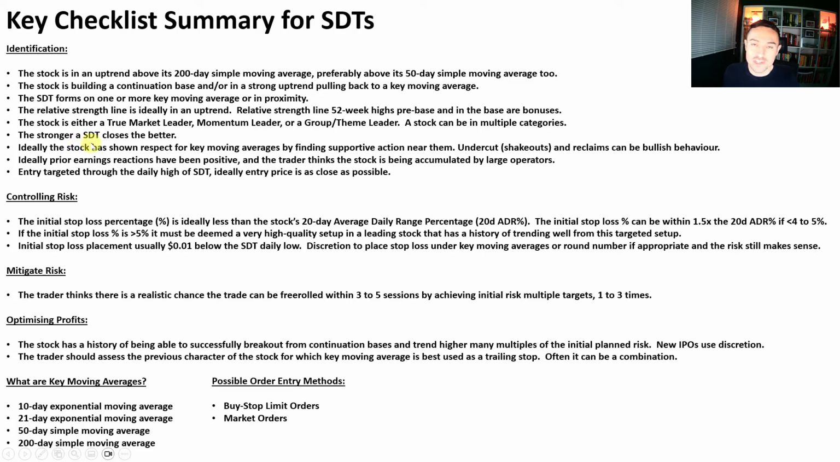The stronger a shakeout demand tail closes, the better. So the closer the price close is to the high of the range of that shakeout demand tail, the better indication of strength. Ideally, the stock has shown respect for moving averages by finding supportive action near them. Undercuts, shakeouts, and reclaims can be bullish behavior. Ideally, prior earnings reactions have been positive, and the trader thinks the stock is being accumulated by large operators.